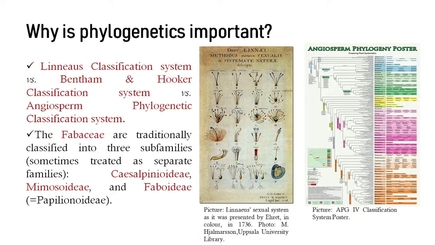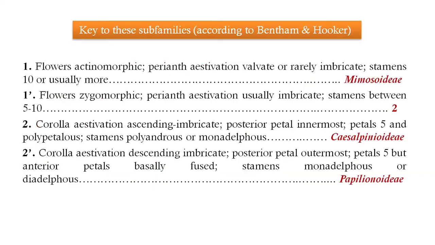If I take an example of Fabaceae, you already know that the Fabaceae family is traditionally classified into three subfamilies: Caesalpinioideae, Mimosoideae, and Faboideae. Faboideae is also known as Papilionoideae. Sometimes they are also treated as families in some classifications. According to Bentham and Hooker, there is a key for identifying the members of these subfamilies. In the subfamily Mimosoideae, the flowers are actinomorphic, and in Caesalpinioideae and Papilionoideae, the flowers are zygomorphic.